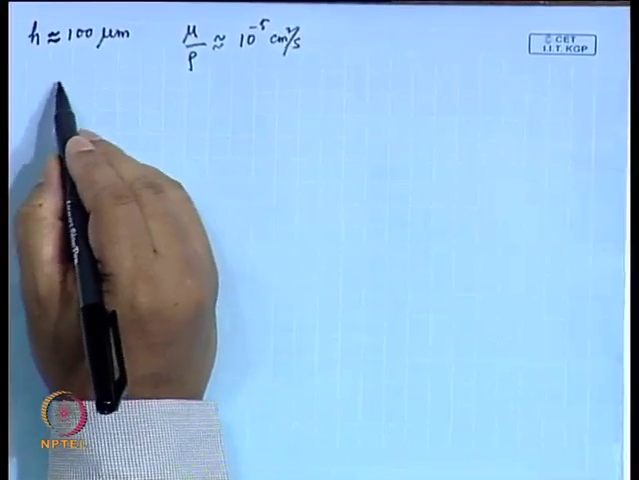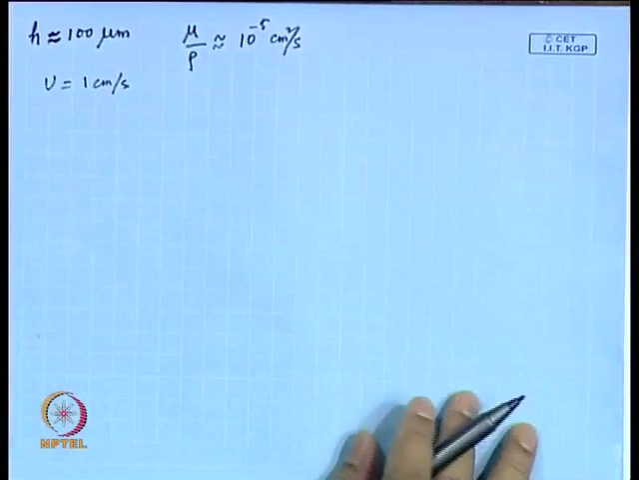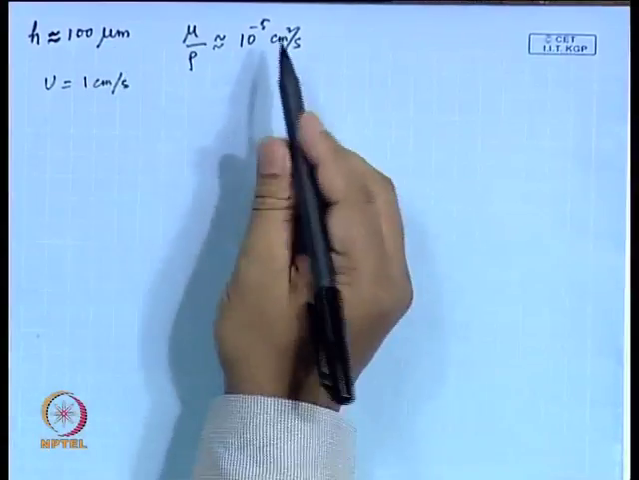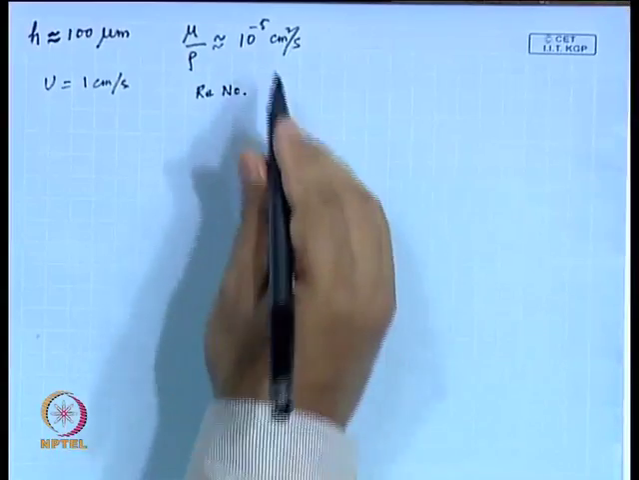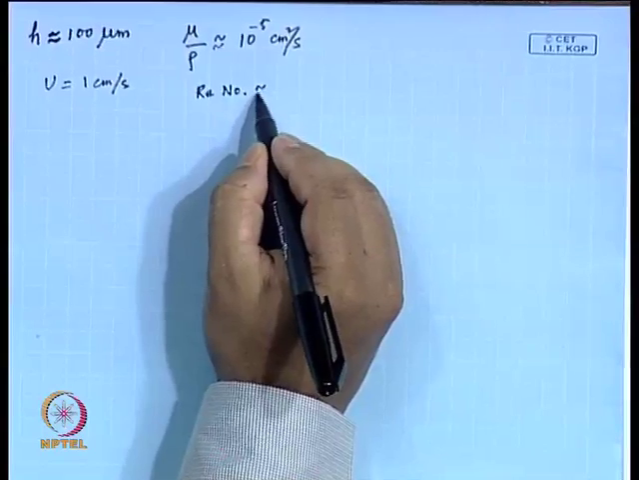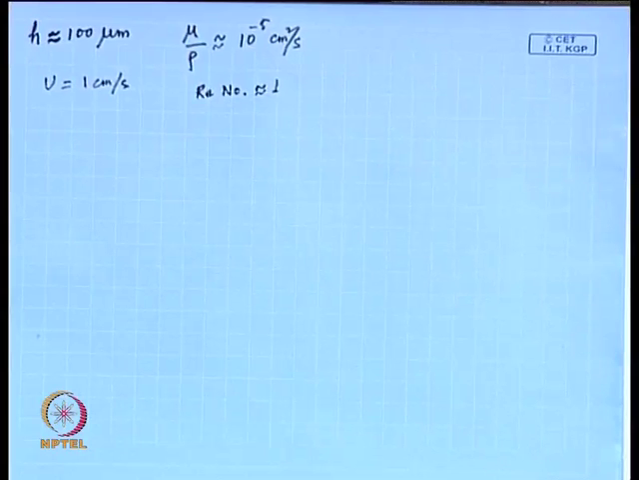And then if we consider a velocity of 1 centimeter per second, which is reasonable, think of we are talking about a microstructure device which you are going to insert in the human body. So a velocity of 1 centimeter per second would be considered pretty high in that respect. If we use these parameters, and if somebody checks the Reynolds number, you will find that even with the higher level of velocity, your Reynolds number comes close to 1.